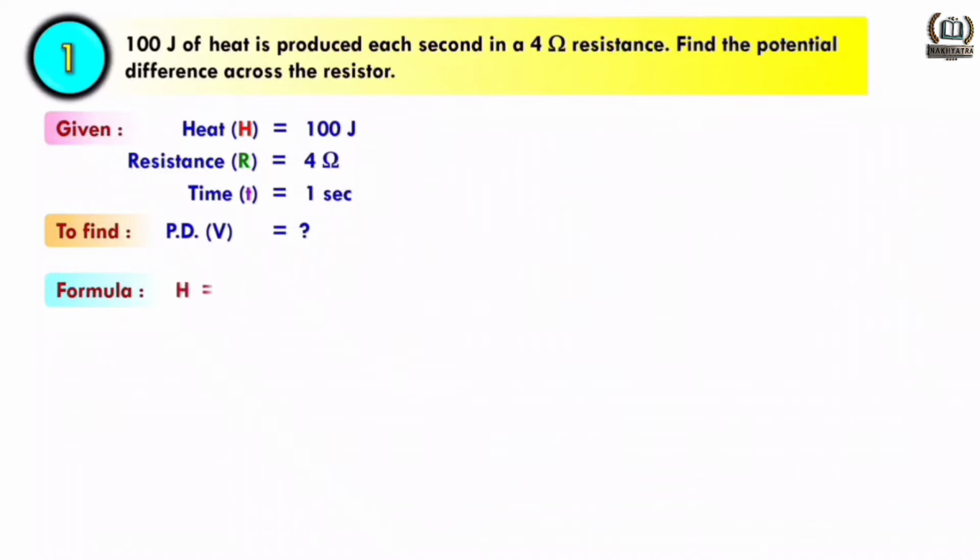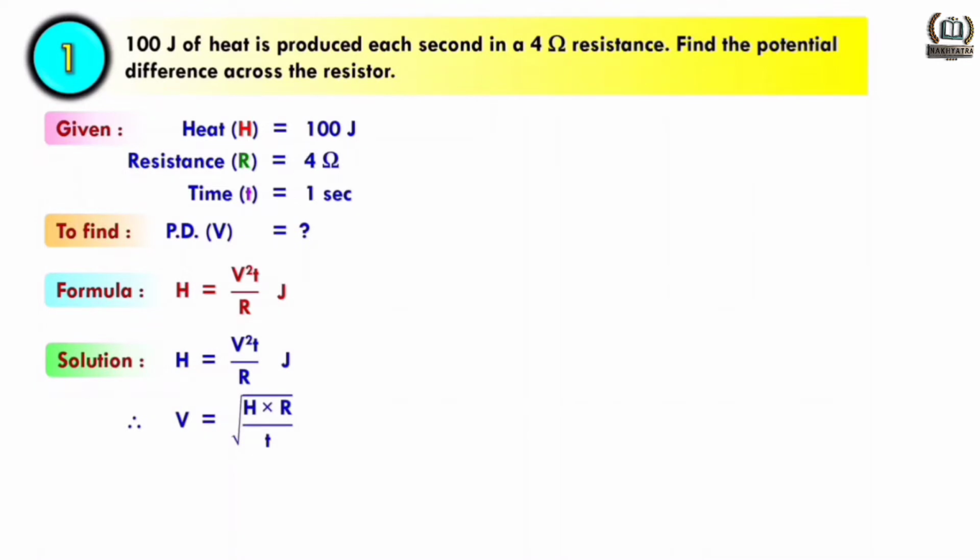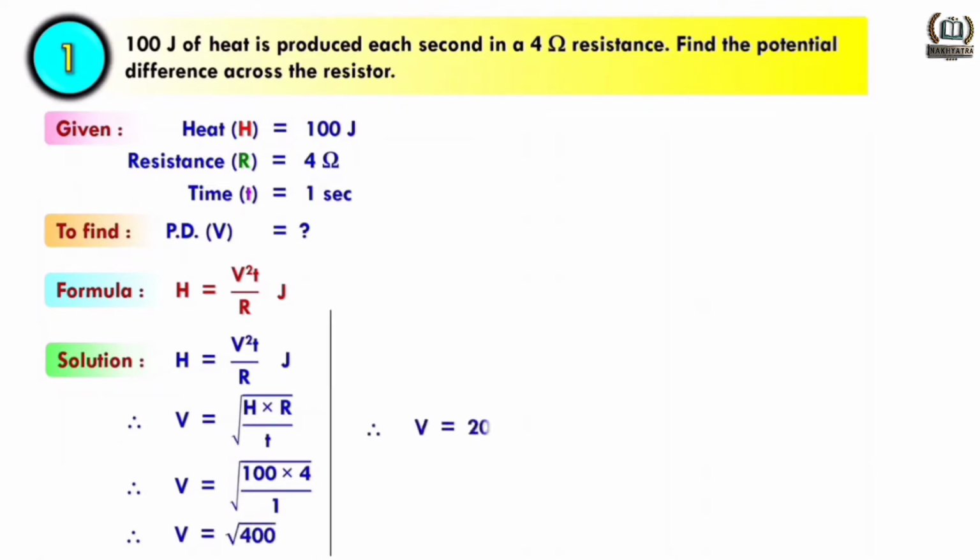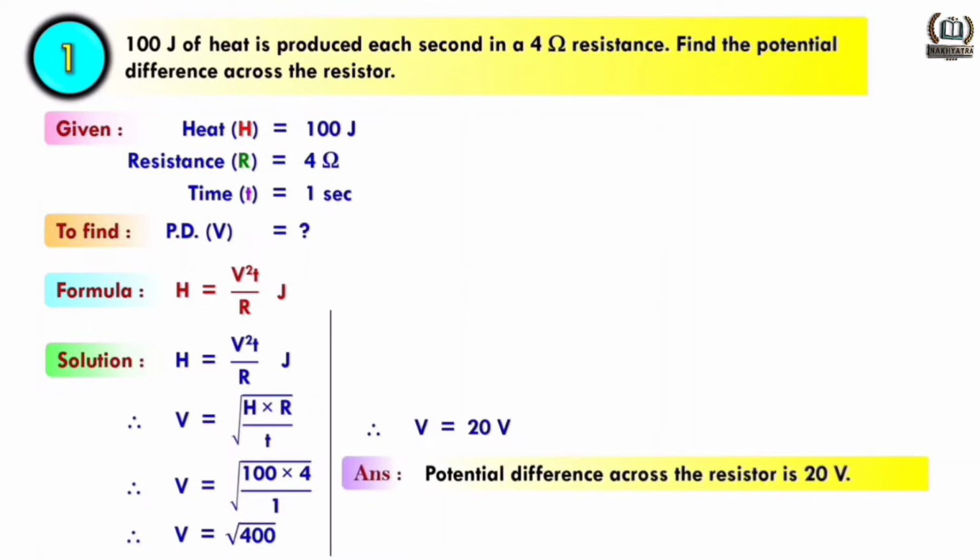The formula we will use here is heat equals V square into T by R joule. Now rearrange it. V equals root over H into R by T. Therefore V equals root over 100 into 4 by 1. Therefore we will get V equals root over 400. Therefore V is 20 volt. And your answer is the potential difference across the resistor is 20 volt.